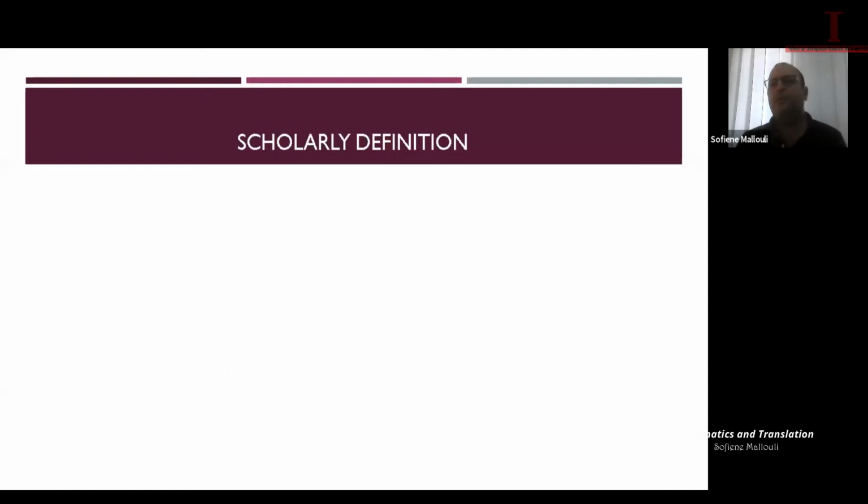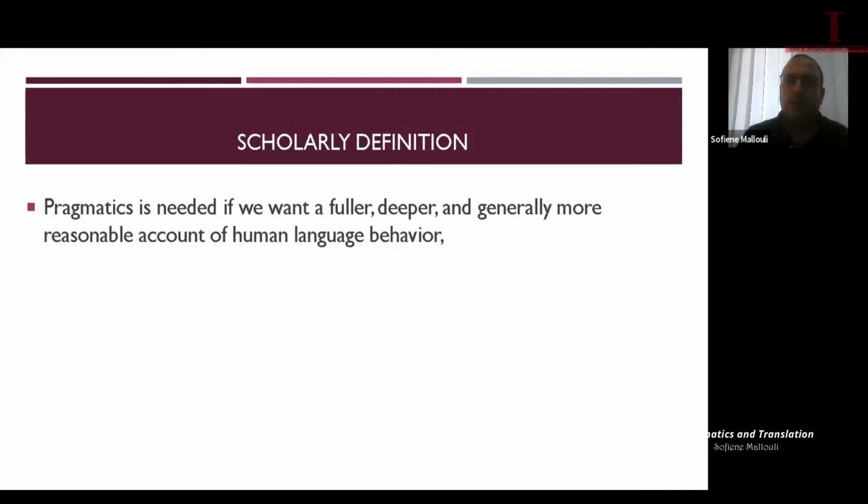Scholarly definitions. Pragmatics, for some scholars, is needed if we want a fuller, deeper, and generally more reasonable account of human language behavior. Because the language that we use to study, whether in our L1, L2, or L3, is the language that exists in grammar, in literature, in dictionaries and encyclopedias. However, the added value of pragmatics is that it allows us a much deeper, a much fuller account of human language behavior.